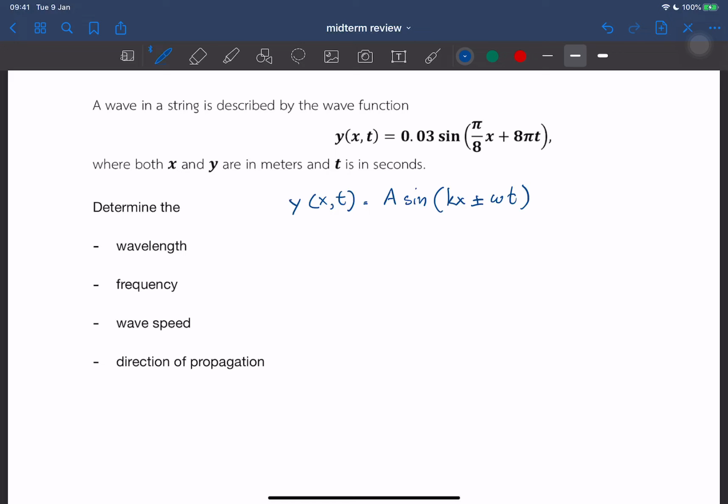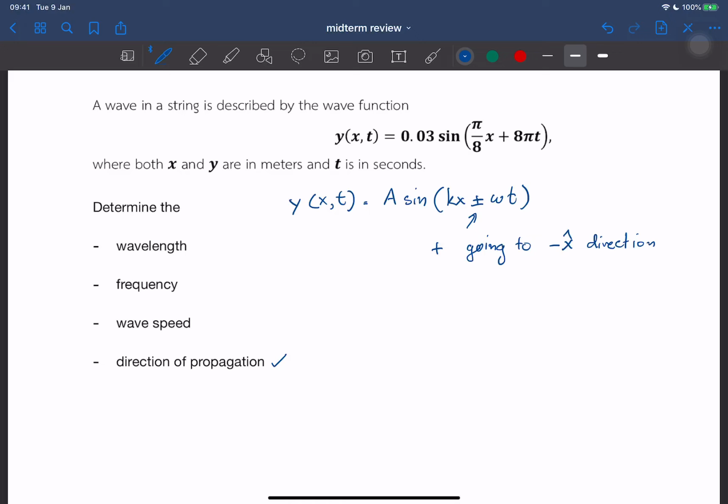Usually we do that in a horizontal way. But in this case, it's plus. So plus here means the wave is going in the negative x direction. Normally that's going to be going to the left, but again, that's up to you how you define the direction of your free variable x. So it's going to be the negative direction. That's the first thing we answer here.